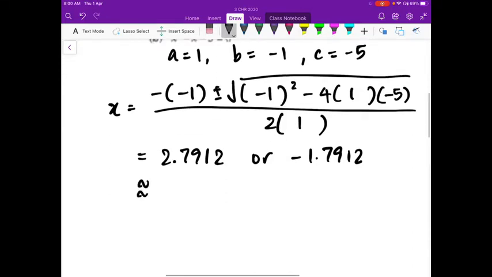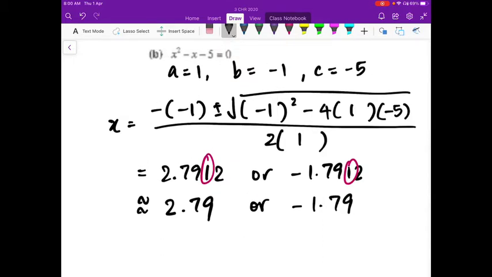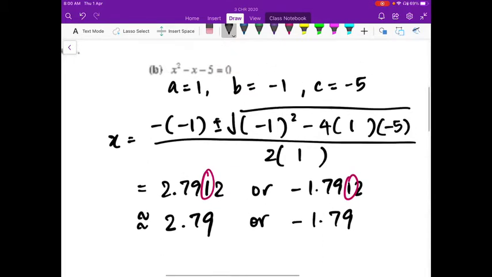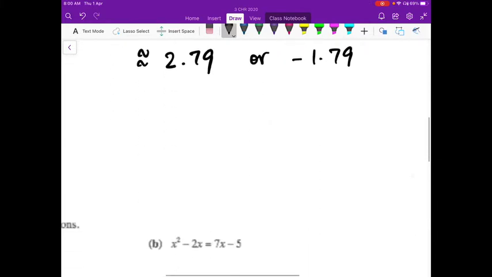Round them off to 3 SF, 2.79. We circle the 4th SF. Or -1.79. Okay, any issues? Any questions? Then we move on to the next question.